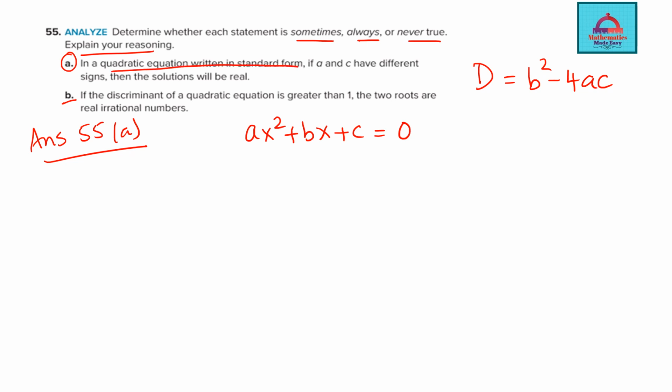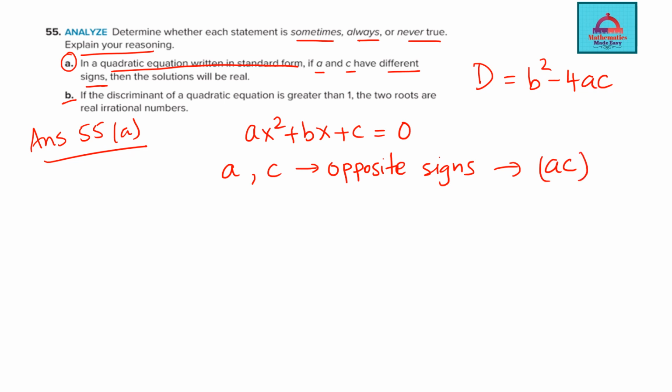Okay. Now, if A and C have different signs, that means your A and C are opposite signs. So what can be the options? One option is A is positive, C is negative, or A is negative, C is positive. Like that option can be there. So in any case, the product A multiplied with C will always be negative, right? Because even if one is negative, the product will be negative. So this should be less than 0.